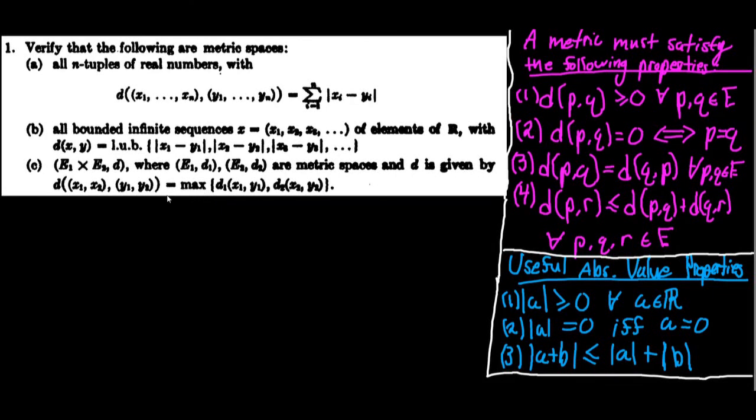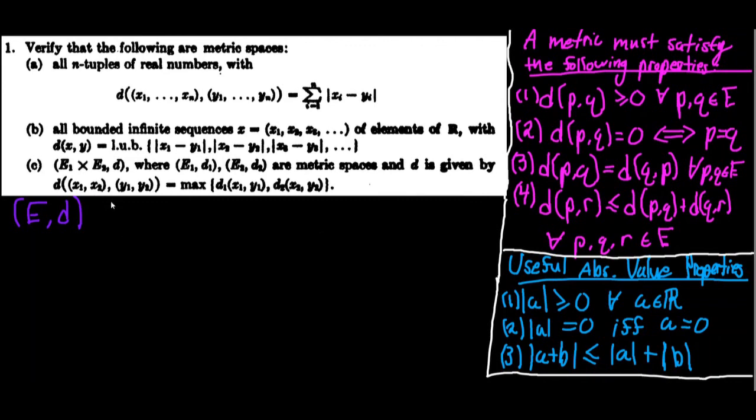Welcome back to Metaphor Math, and we're on to problem 1b here, where we're verifying that this is a metric space. And I'll remind you that a metric space is a set together with a rule, where that rule assigns a real number to each pair of elements in that set, and that rule we can think of as a notion of distance, and that notion of distance, that rule, must satisfy these four properties here.